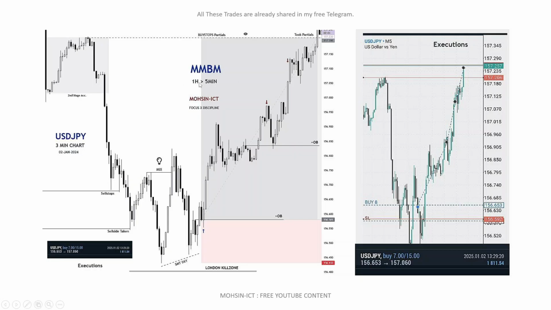Next example. This is actually from 1 hour to 5 minute market maker buy model. We are going from sell side liquidity to buy side liquidity. We have failure swings and a market structure shift. After we have cleared draw on liquidity and we have taken some liquidity, we want to see price do the SMT with the correlated asset. In this case, it is DXY to USD JPY.